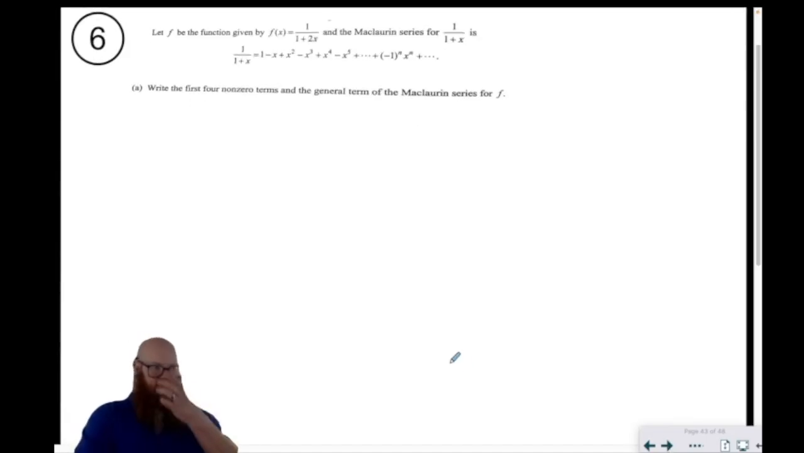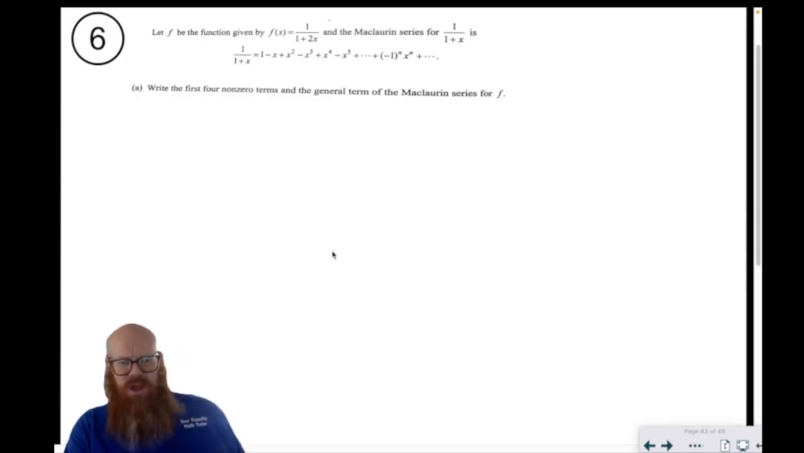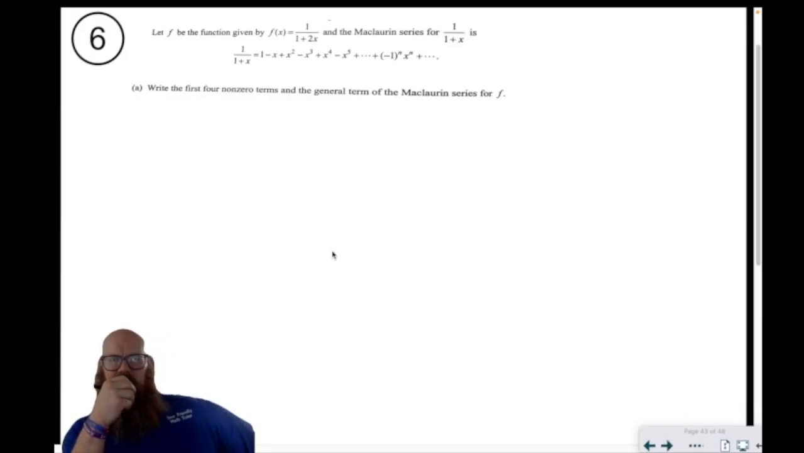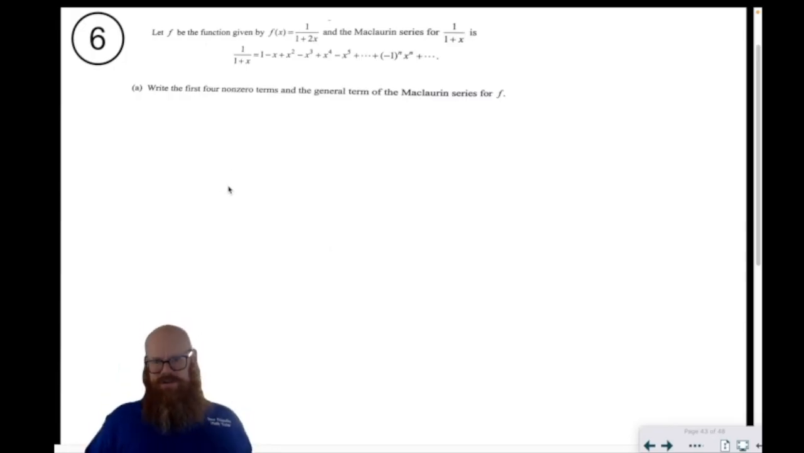All right, on to our last problem here. As always, your number 6 is typically, maybe not always, but almost always, going to be a series problem. So if we have the Maclaurin series for 1 over 1 plus x, which is just the alternating geometric series, starting at 1 with a common ratio of, I stand corrected, a common ratio of negative x if it's alternating. Write the first 4 non-zero terms and the general term of the Maclaurin series.